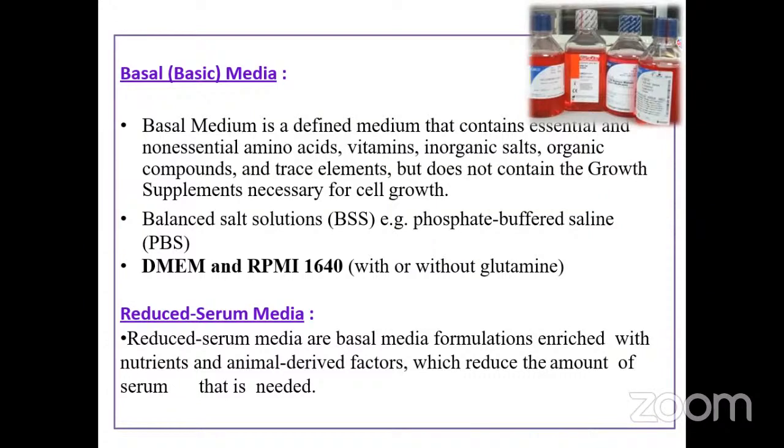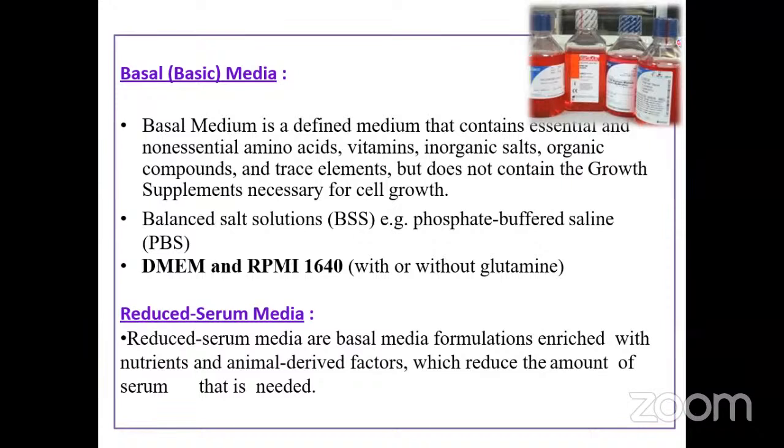So this DMEM and RPMI are also available with or without glutamine. If you want glutamine, you can add that. If you don't want glutamine, you can remove that. Okay, like that, we have all these components in a basal medium, which is basic. So if you want anything, you can add them.